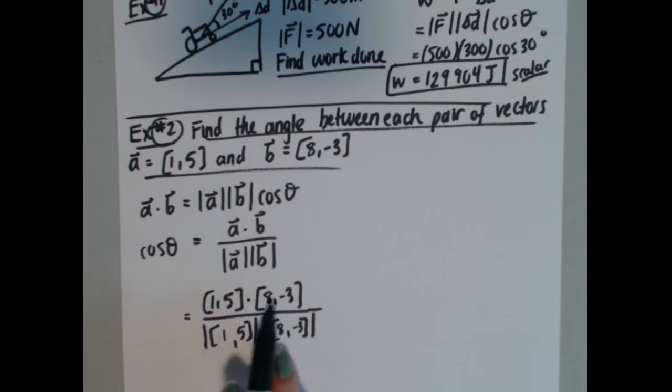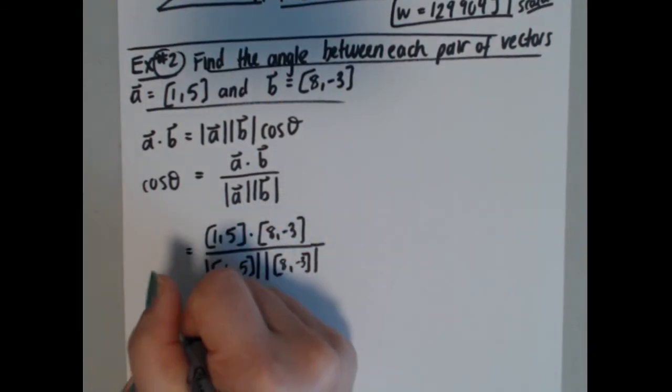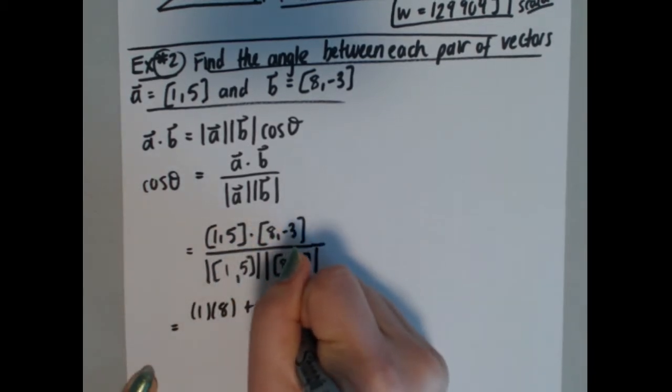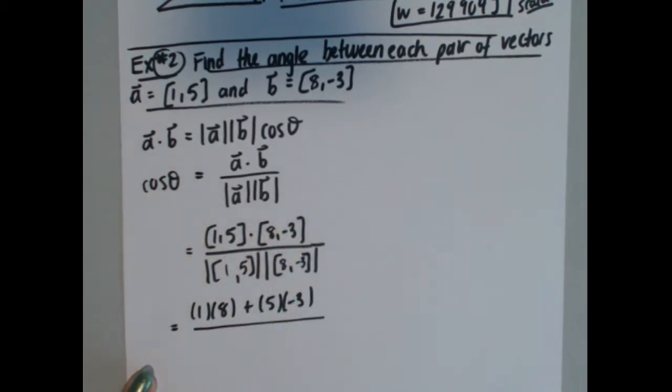If you have the dot product of two vectors, that means that you take the product of the x values and you add to that the product of the y values. So the numerator is going to become 1 times 8 plus 5 times negative 3. Multiply the x's, add to that the product of the y's.